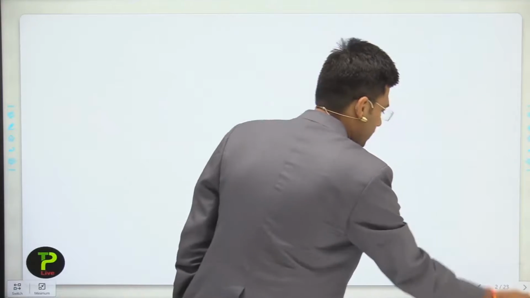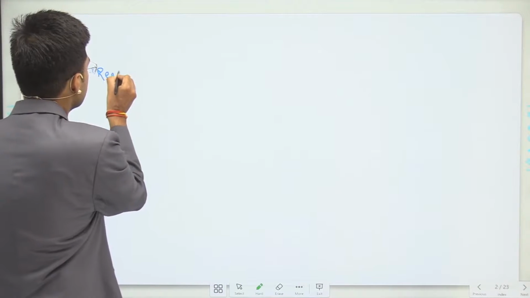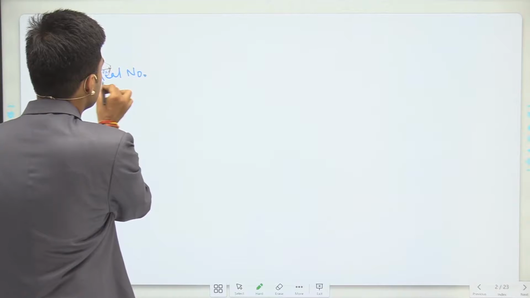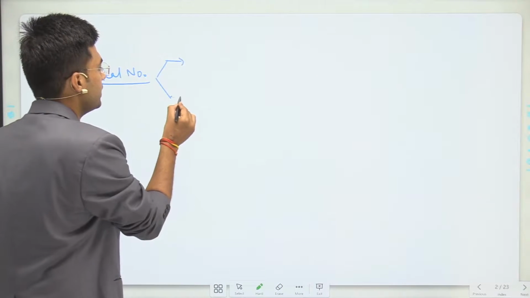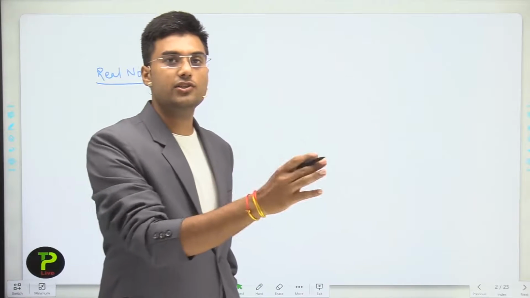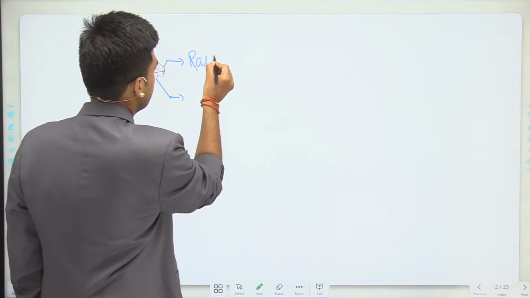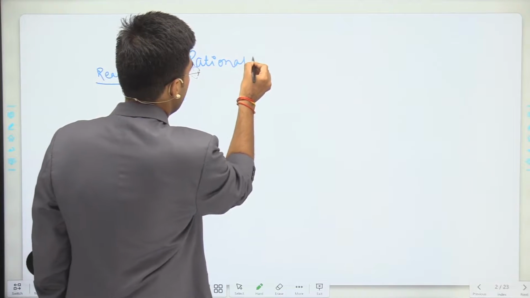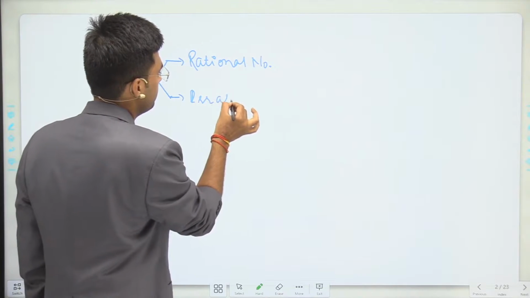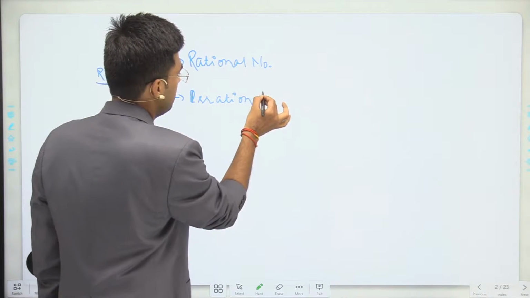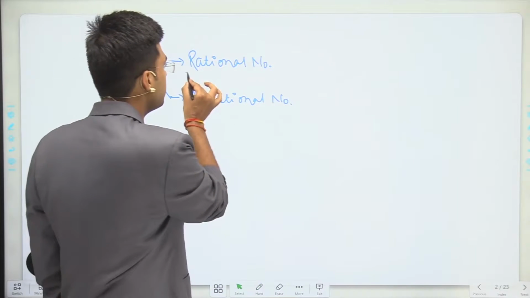Okay. So, in class 9, we have studied that in last class we studied that real numbers consist of rational and irrational numbers. Okay. And what are the rational numbers?